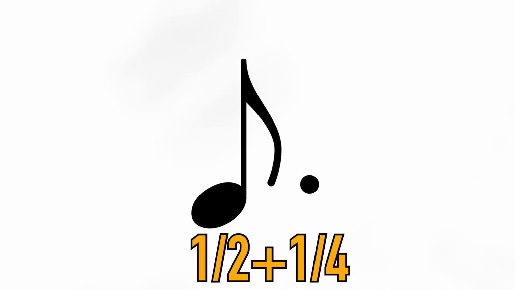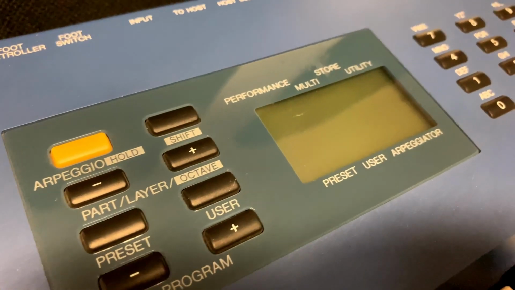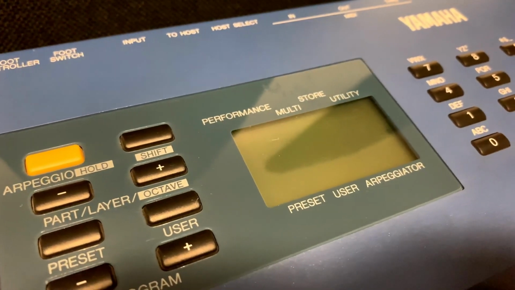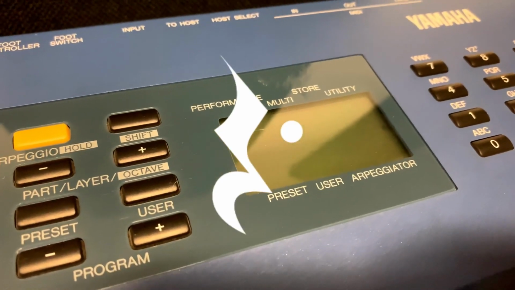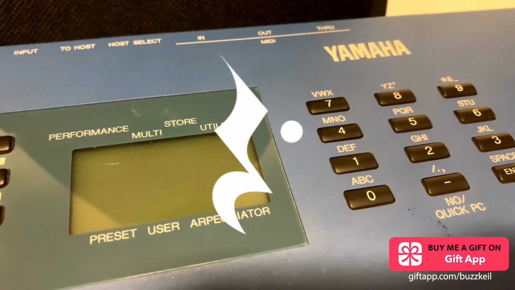The answer is 3/4 of a beat. A quaver is worth half a beat. The dot is worth 50% extra, so we add on a quarter of a beat. A half plus a quarter is 3/4 of a beat. Dots can also be added to rests too. This is a dotted crotchet rest, for example, and it lasts for 1.5 beats.